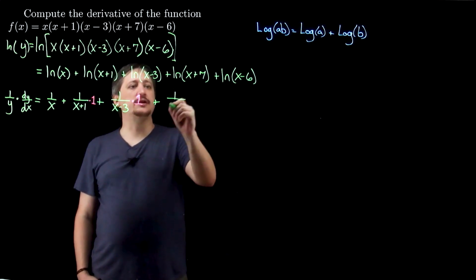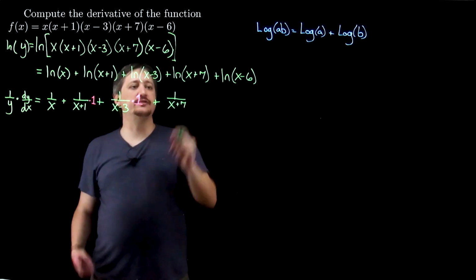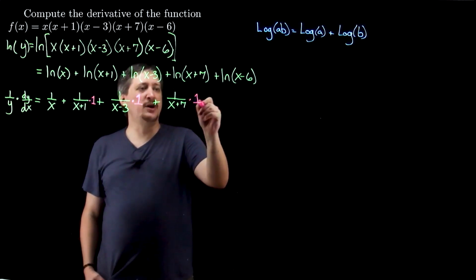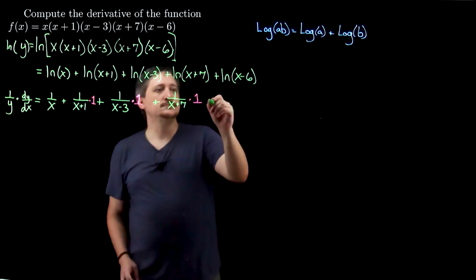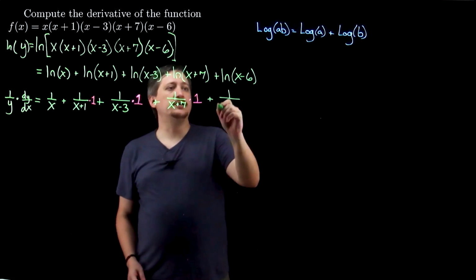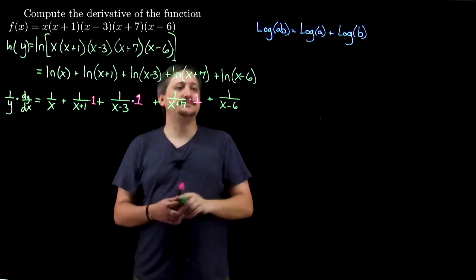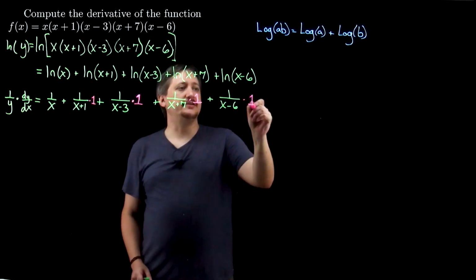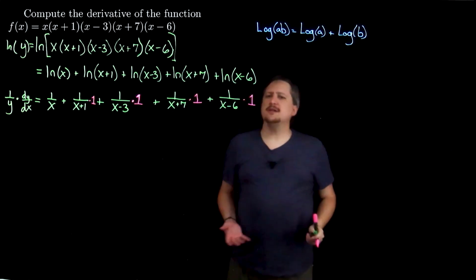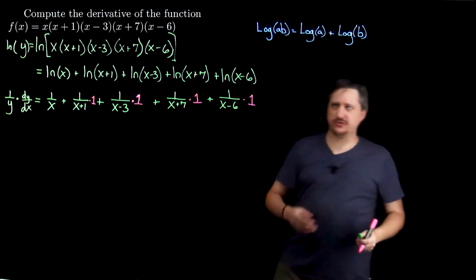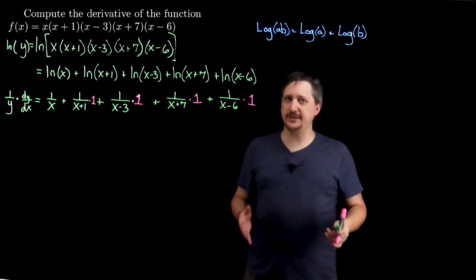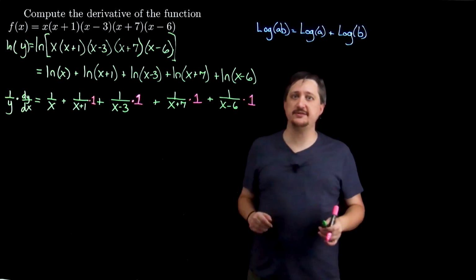Here, 1 over x plus 7 times the derivative of x plus 7, which, again, in this case, is just 1. And here, 1 over x minus 6, and the derivative of x minus 6, again, is 1. This does happen a lot with logs, that it turns out the chain rule is just 1, but not always. So you really do have to keep track, because that will not always be the case. Sometimes you will actually need some other number there.